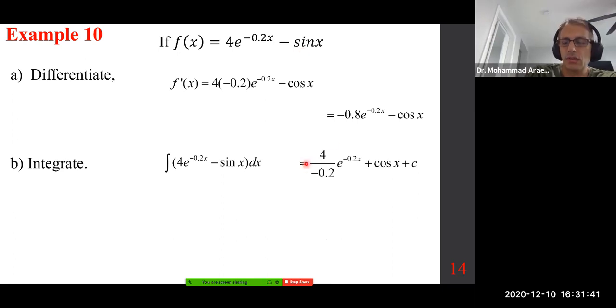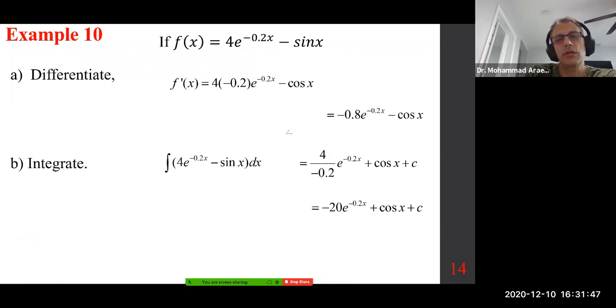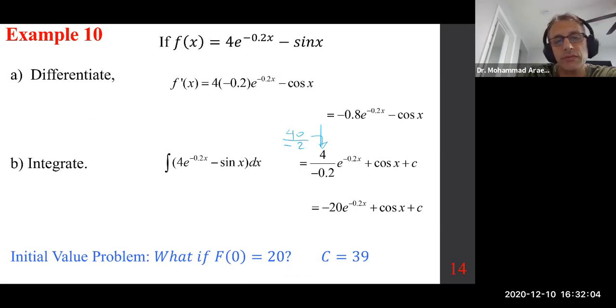And of course, this one is negative 20. I hope everybody knows, simply because it's 40 divided by negative 2. It's the same thing, okay? And just in case, if f of 0 is 20, then you can find an initial value problem, and it should be no problem finding the answer.